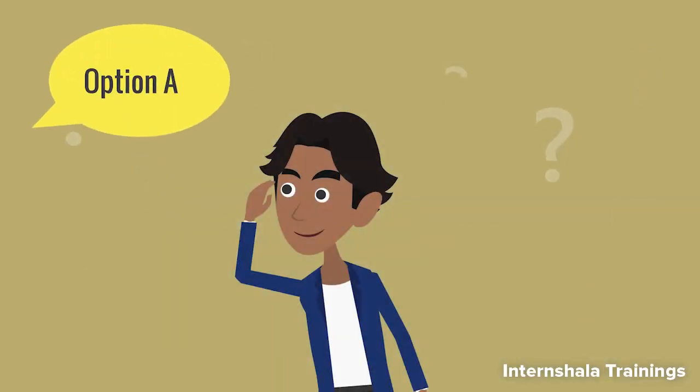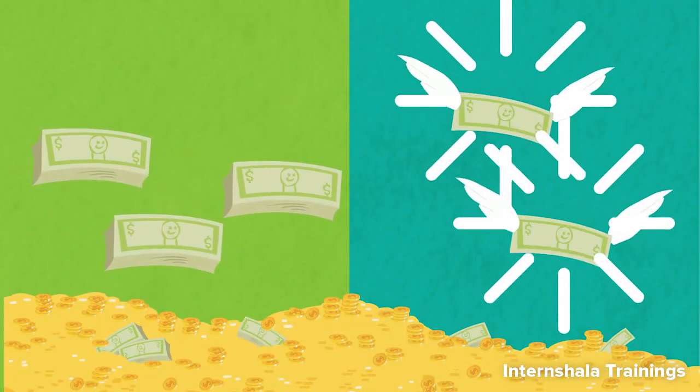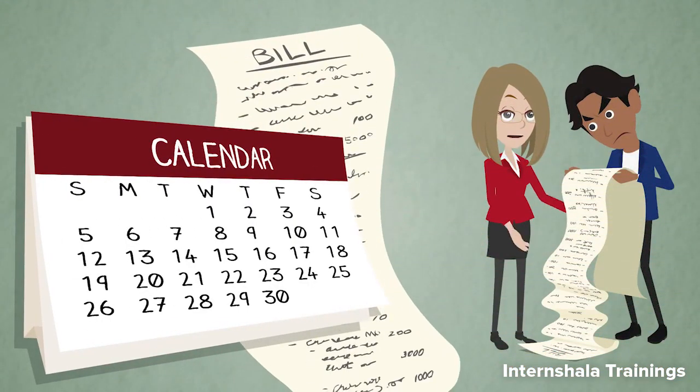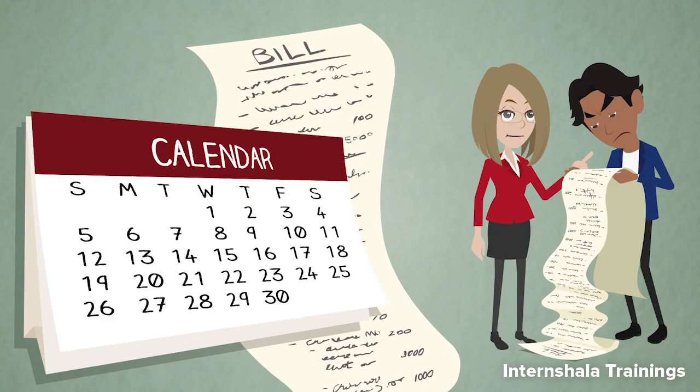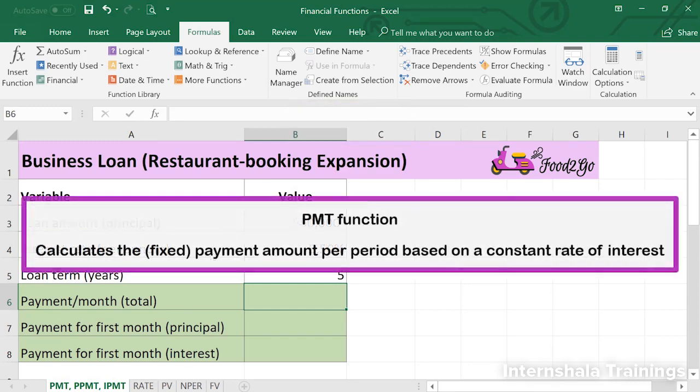Ishan is thinking about various options and considers taking out a business loan. However, he wants to be sure of the financials first, in particular, how much his monthly payments will be to service such a loan. This is where Excel's PMT financial function will be very useful. The PMT function calculates how much loan repayments will be, provided they are constant and based on a constant interest rate over a specified period.